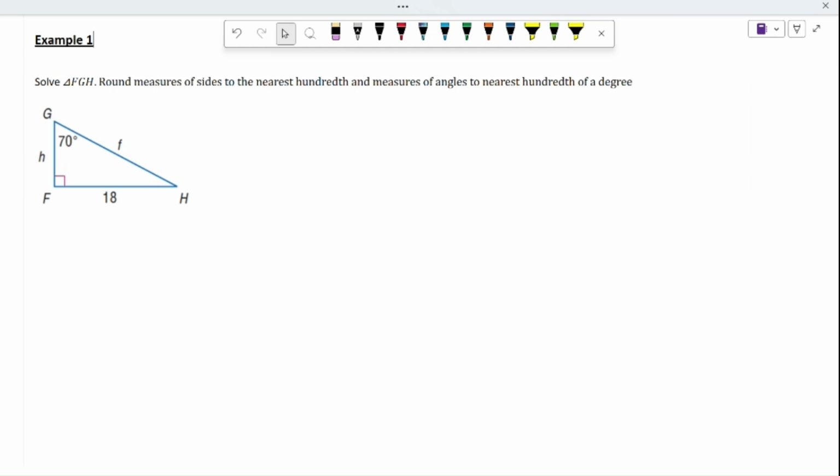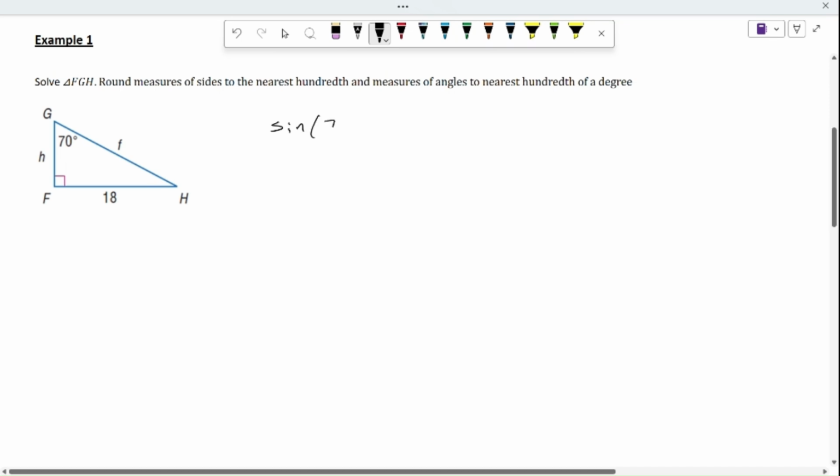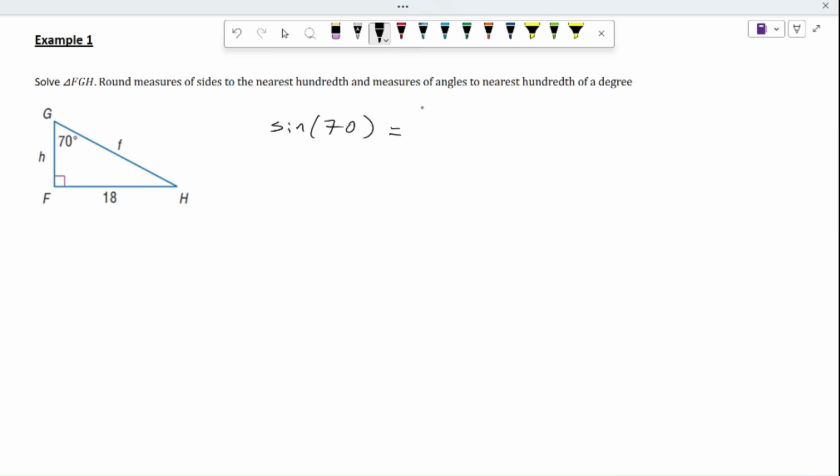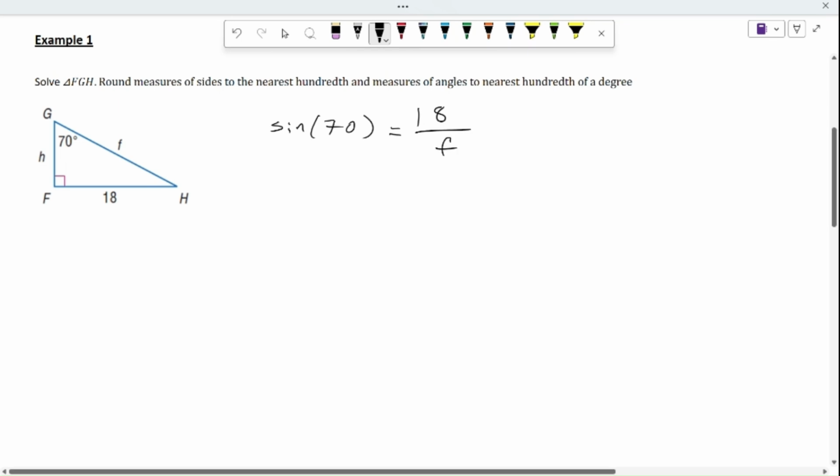Sine of 70 degrees, that would be the angle at G, equals opposite over hypotenuse. In this case, opposite is 18 over f. So we're solving for f in this problem. When I cross multiply, I have f sine of 70 equals 18. So f equals 18 over sine of 70.